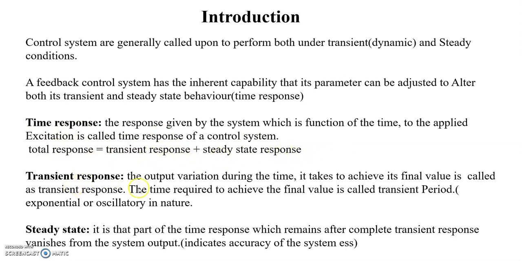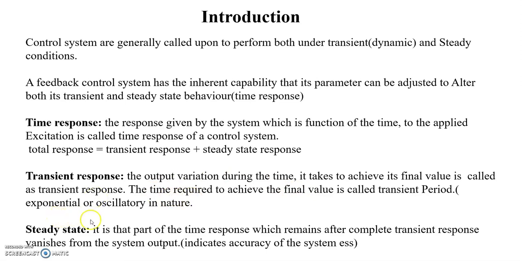So what does transient response mean? The output variation during the time it takes to achieve its final value is called the transient response. The time required to achieve the final value is called the transient period. It is exponential or oscillatory in nature.